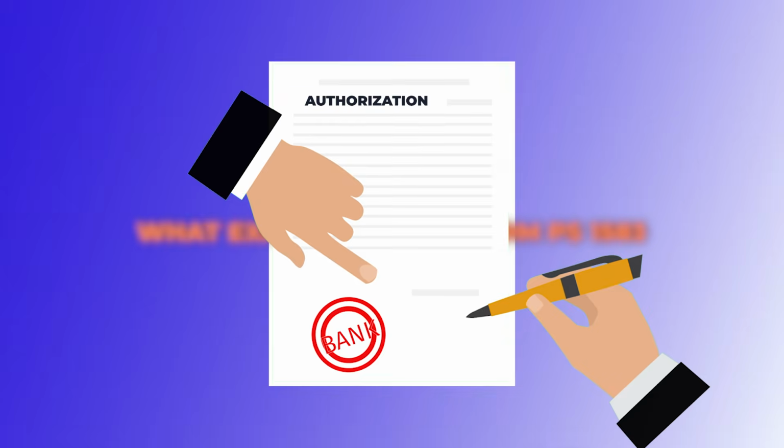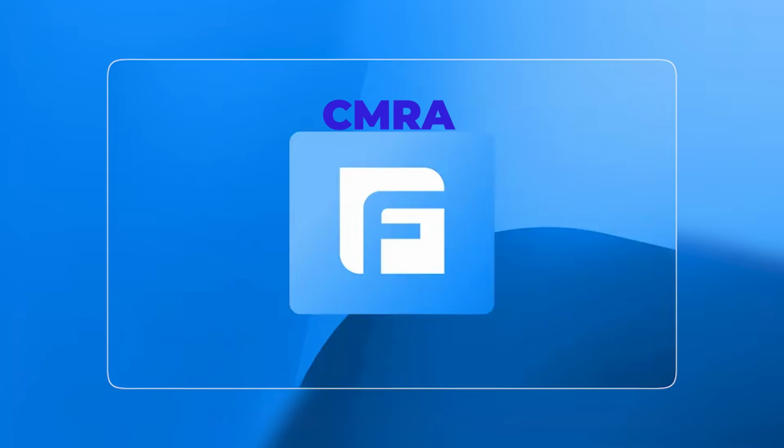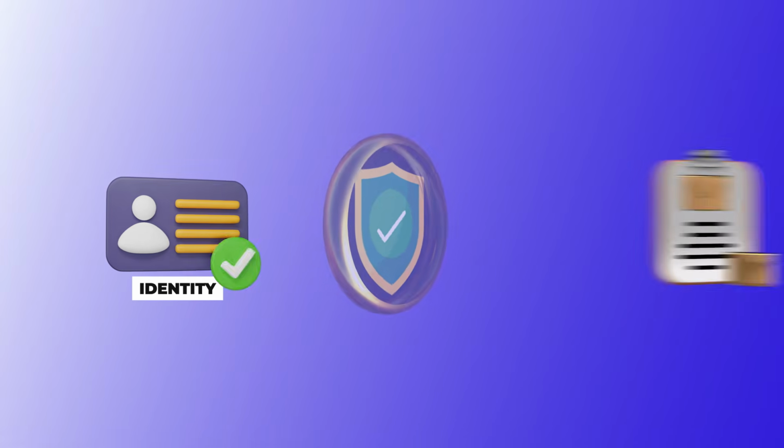Think of it as an authorization form. When you use a virtual mailbox, you're asking another company to receive mail on your behalf. Naturally, the United States Postal Service wants to make sure the company actually has your permission. That's exactly what Form PS 1583 does. It authorizes a commercial mail receiving agency, often called a CMRA, to accept mail in your name. Without that authorization, the provider generally can't legally receive your USPS mail for you. In other words, the form isn't there to make life difficult. It's there to protect both your identity and your mail.